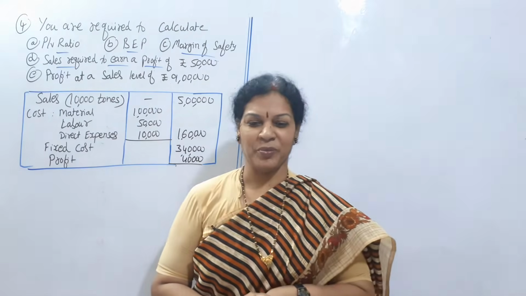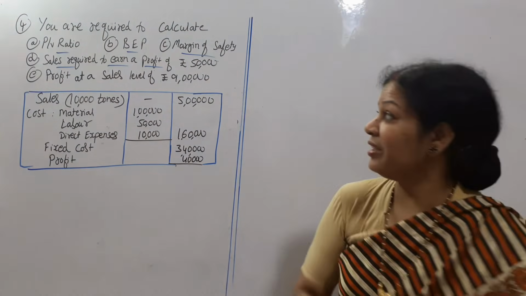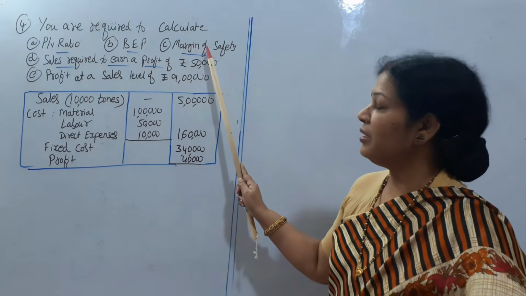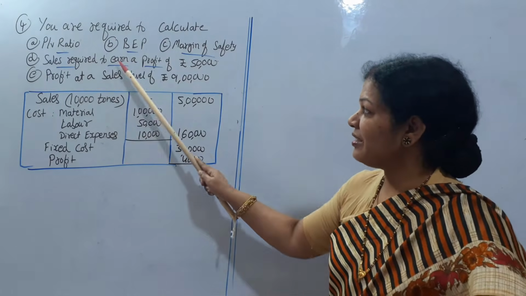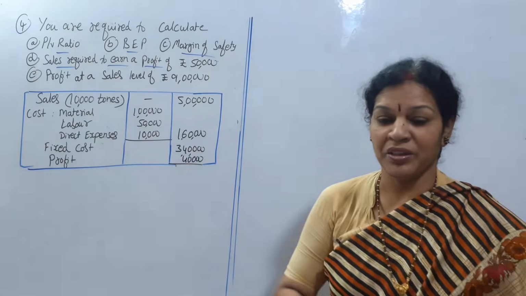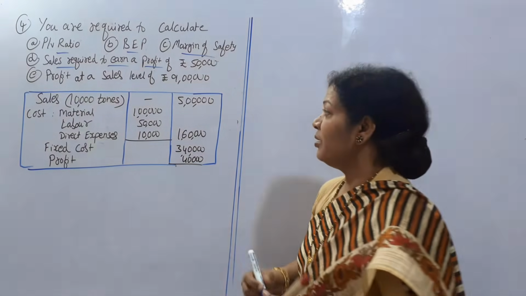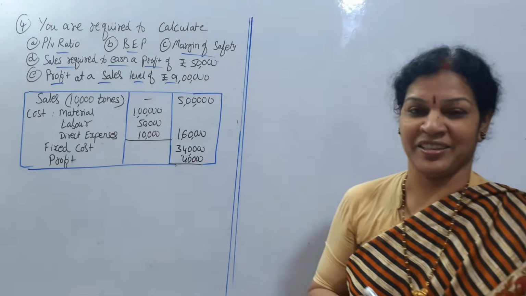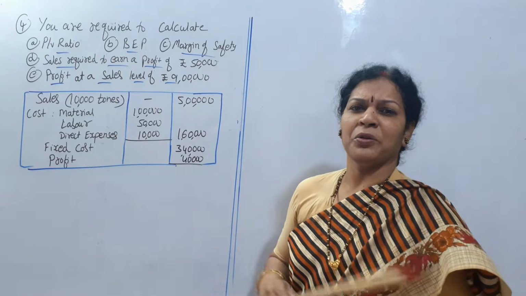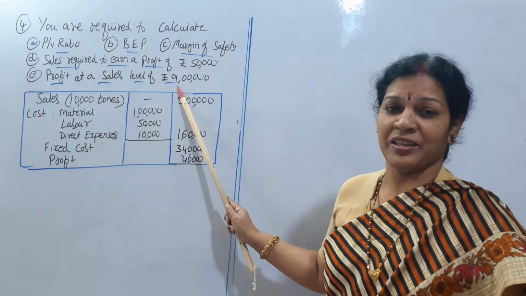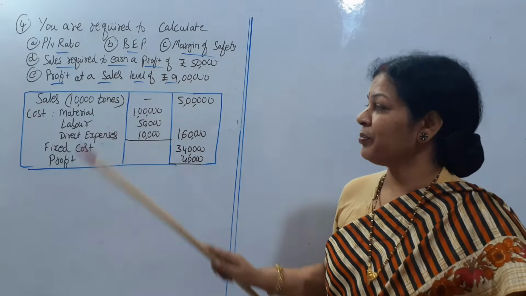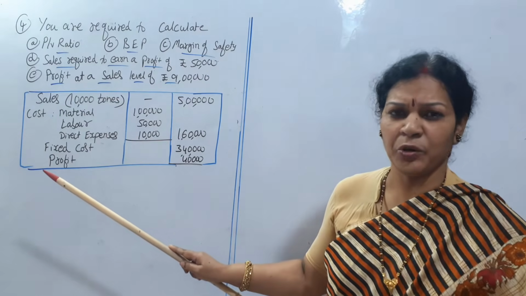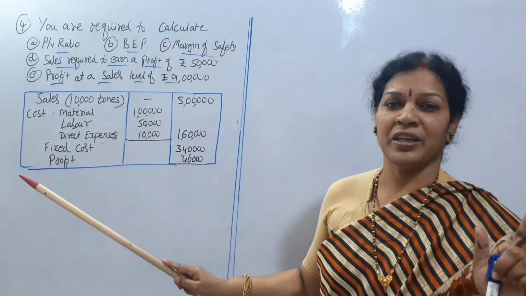Now coming to the problem. So the problem is given to us like this. You are required to calculate PV ratio, BEP, margin of safety, sales required to earn a profit of 50,000 and also profit when sales level is 9 lakh. Profit also we wanted to find out when sales are 9 lakh. In the previous problem this was not given. Now if you see, the data is also given differently, but need not worry. What is required we will take from that data only.